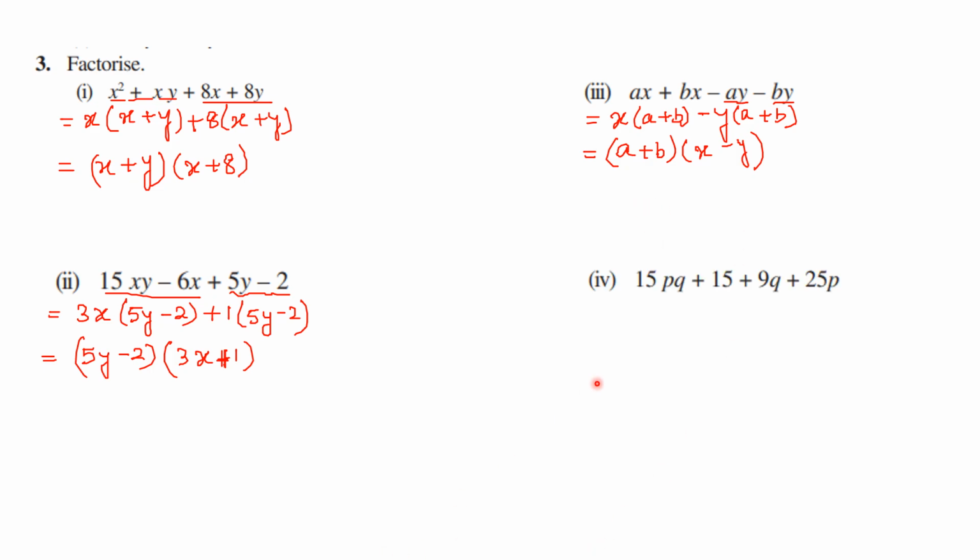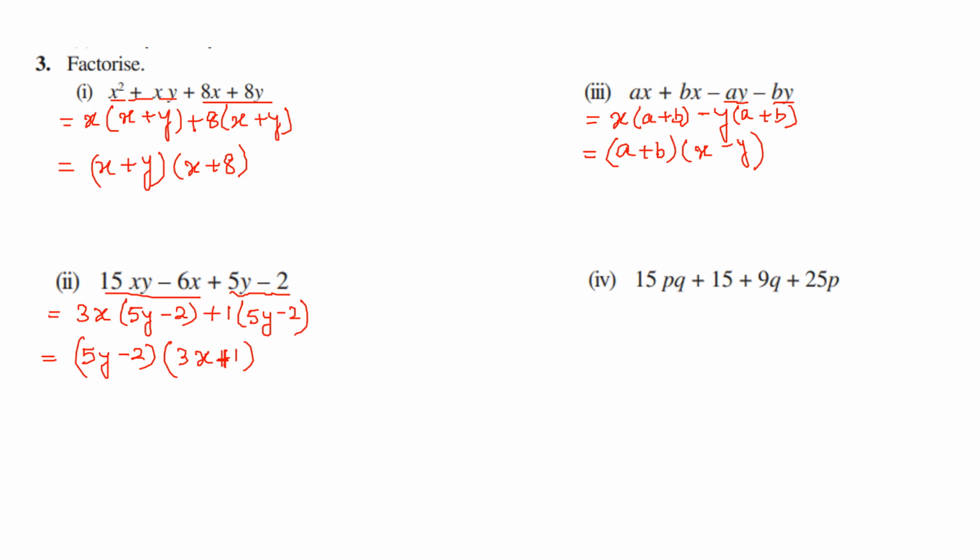Now the fourth question, 15pq plus 15 plus 9q plus 25p. From the first 2 terms I can see that 15 is common. So if I take 15 common, I will be left with pq plus 1. And in the second part I am not getting anything common, isn't it? So I cannot group like this, in the order the terms are given. So I have to do a little rearrangement.